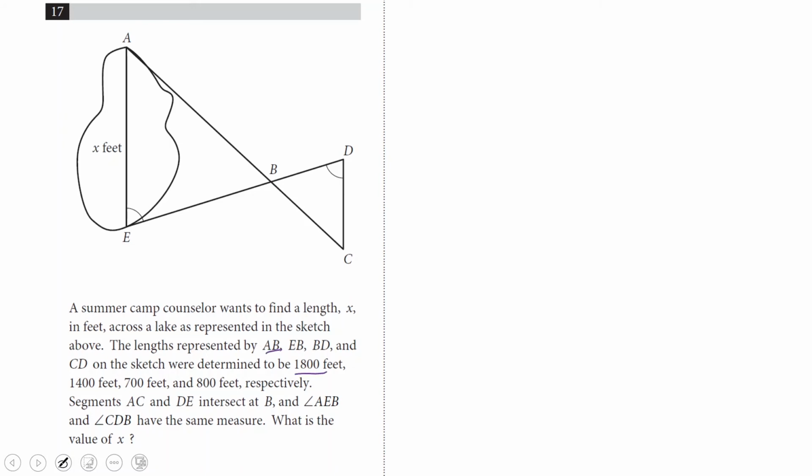All right, so AB is 1800. All right, EB is 1400. All right, 700 is BD. All right, and CD is 800. All right, similar triangles, these two angles, so they're similar. All right, so the coefficient of similarity here is 1 to 2, so therefore this guy is just 1600. Next, because it's 800 times 2.